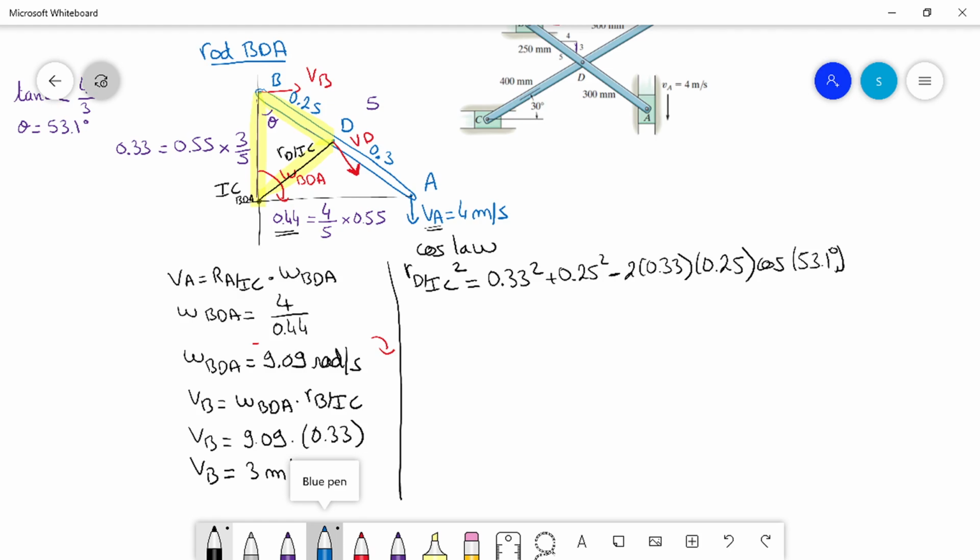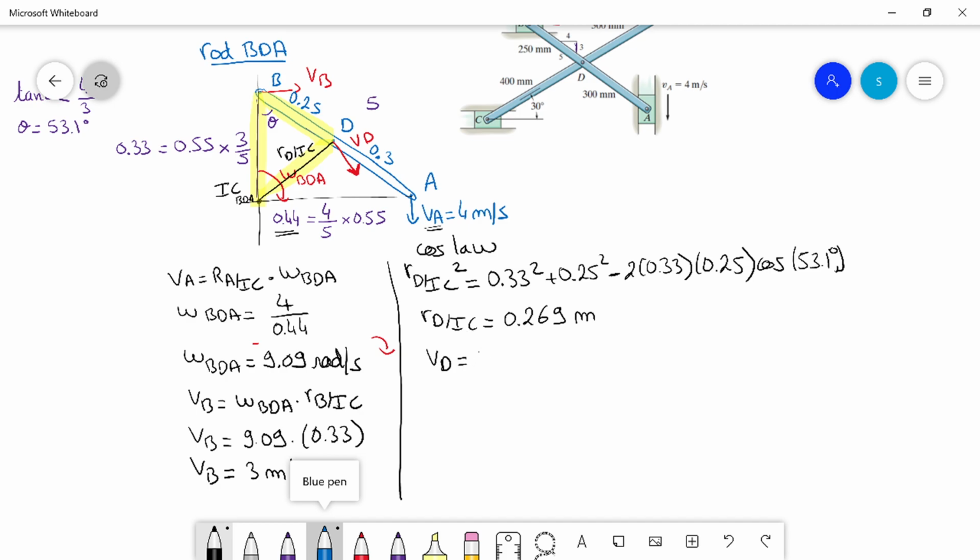Okay, and when you do that, you find RD about IC, that is equal to 0.269 meter. Let me check again. 0.33 squared plus 0.25 squared minus 2 times 0.33 times 0.25 times cosine of this angle, 0.269. Yes. So now that we have the RD about IC, we can find VD.